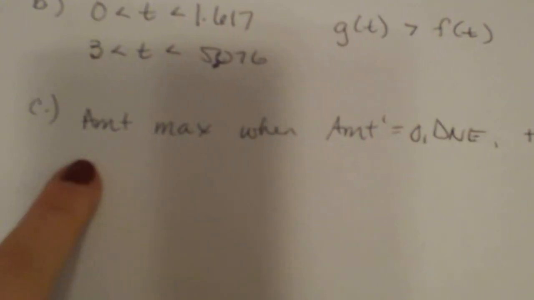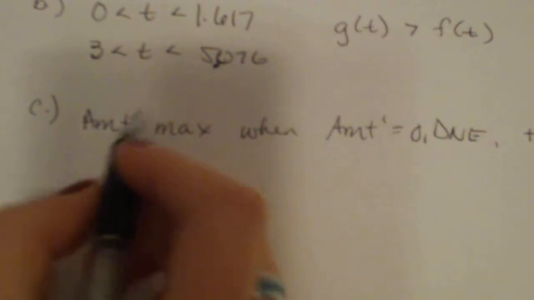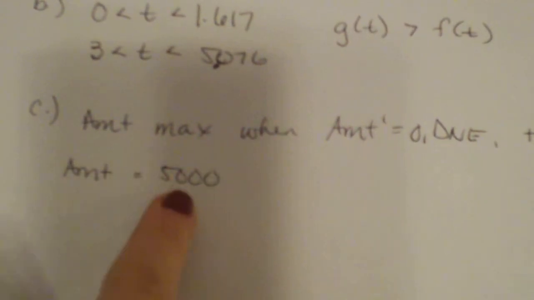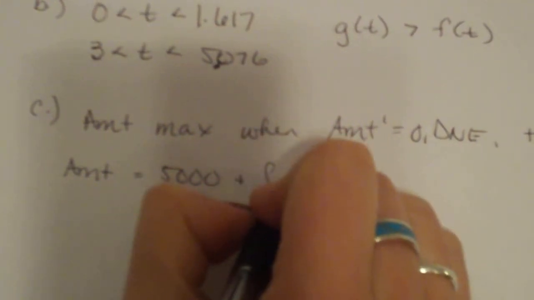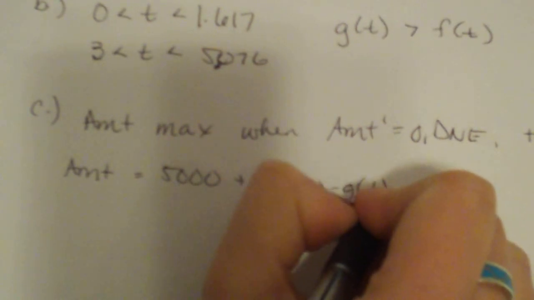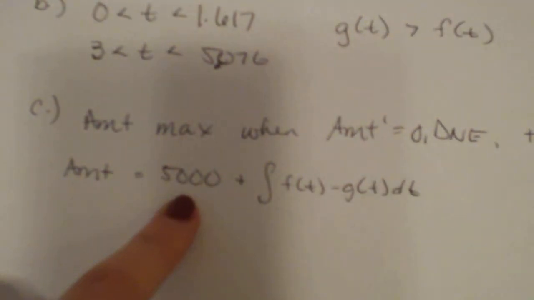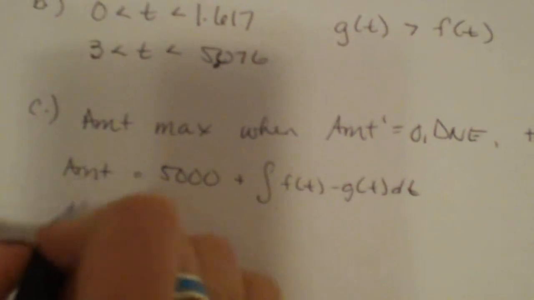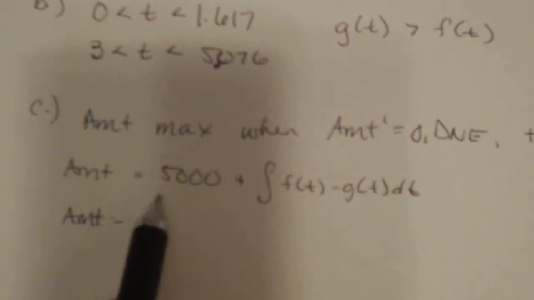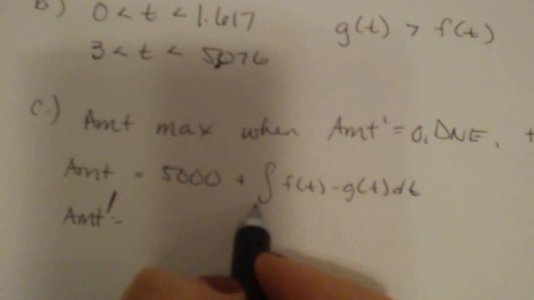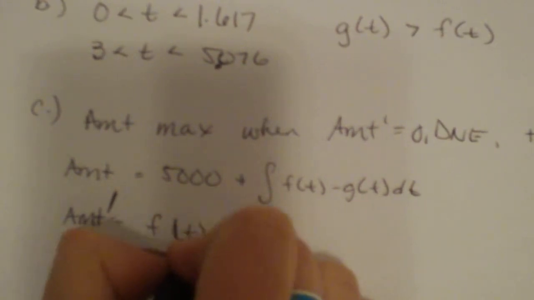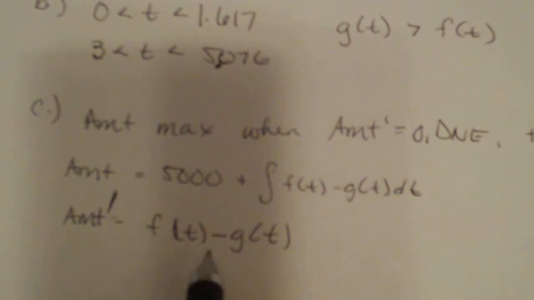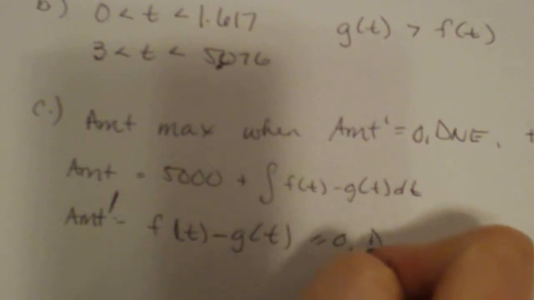Now here's the big thing. I think about, well, how do I figure out how much water is in the tank at any given time? If I wanted to find the amount of water in the tank at any given time, I would do the initial 5,000 plus the integral of F of T minus G of T. Because this is going to give me the original, plus I'm going to add up all the water going in, and I'm going to subtract all the water going out. Now, if I take the derivative of all of this, the derivative of 5,000 is 0, and the derivative of the integral is just going to leave me with F of T minus G of T. So when I look at this, the amount prime, that just means when is F of T minus G of T equal to 0 or DNE?